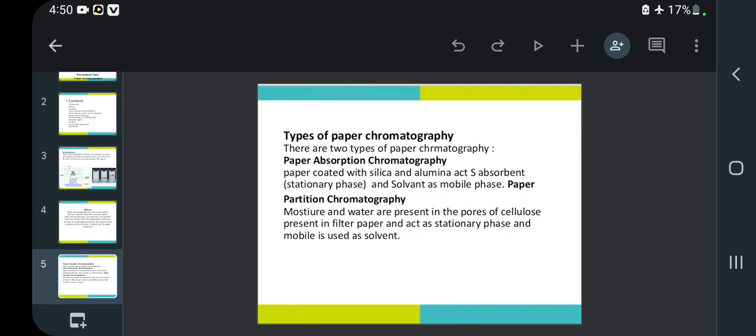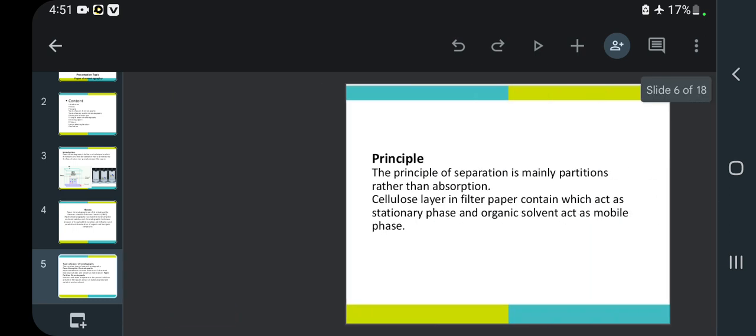Types of paper chromatography. There are two types of paper chromatography: paper adsorption chromatography and partition chromatography. Paper coated with silica and alumina acts as the adsorbent and the solvent as the mobile phase. In partition chromatography, moisture and water present in the pores of the cellulose in filter paper act as the stationary phase, and the solvent is used as the mobile phase.